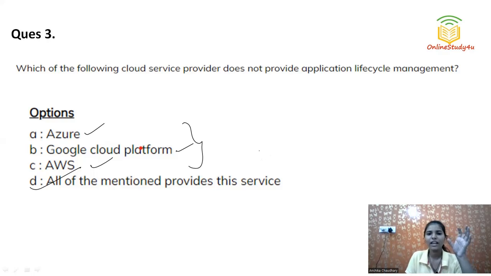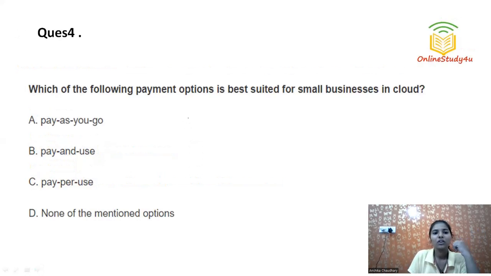I hope you have the basic knowledge of these cloud platforms. If you do not, then go to Google and read a little bit about this. You will get the idea. So moving on to the next question. The question is very easy. Which of the following payment options is best suited for a small business in cloud? Pay as you go, pay and use, pay per use, and none of the mentioned options.